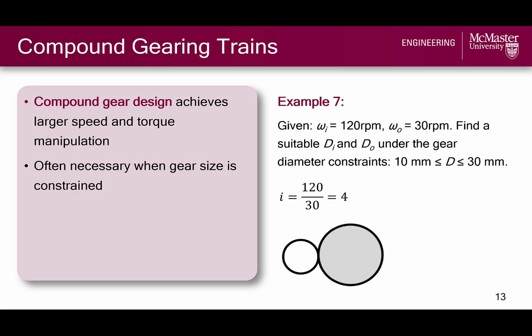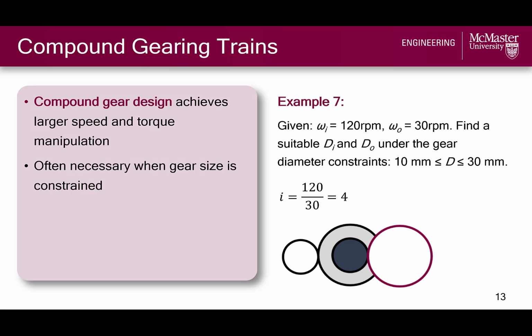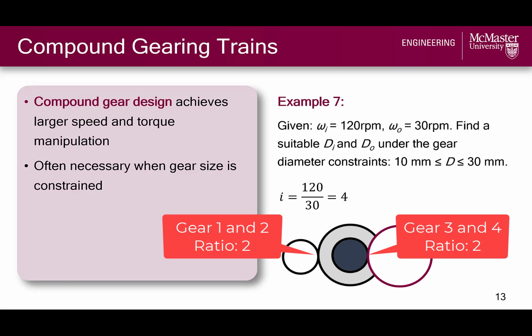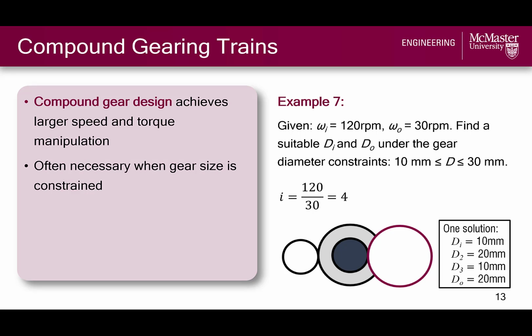But say if we choose our input gear diameter to be 10 millimeters, according to the minimum gear diameter constraint, then the output gear diameter would have to be 40 millimeters, which violates our maximum allowable gear size. Adding intermediate gears in series won't help us here. What we need to do instead is design a compound gear train. One possible solution would be to design 2 gear sets, with the second and third gears connected axially as in the previous example. If we do so, we could have each gear set have a gear ratio of 2 to give our overall gear ratio of 4. This way we could make all of our gears 10 and 20 millimeters, which stays inside the gear size constraints.